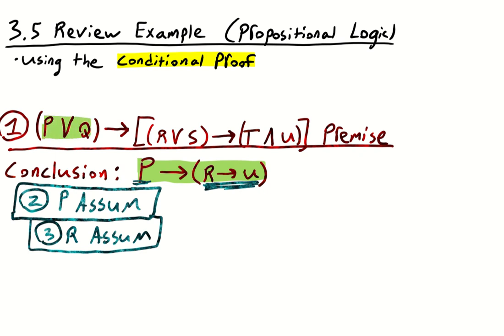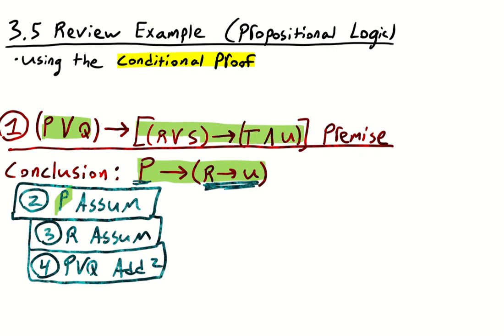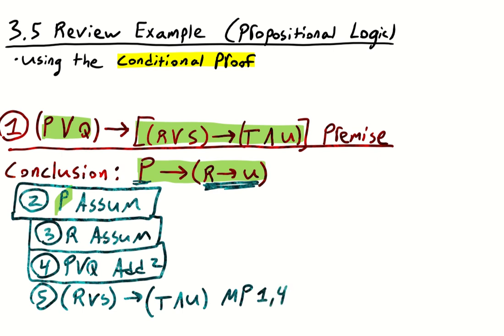This antecedent is a disjunction, P or Q, so let's just put P in a disjunction with Q. So for line 4, get P or Q by the law of addition, line 2, and then we can get that consequent by modus ponens. So for 5, we can get if R or S, then T and U, modus ponens, lines 1 and 4.